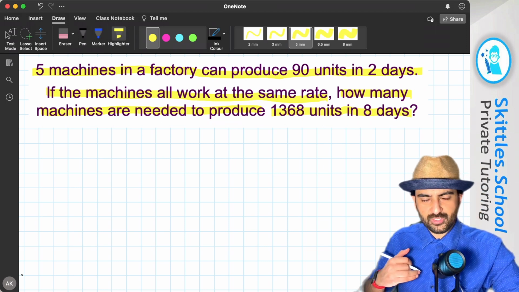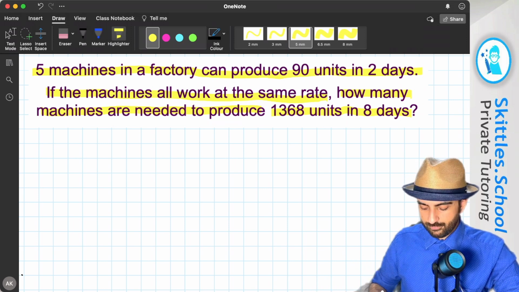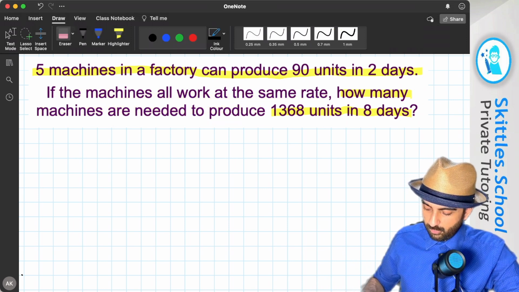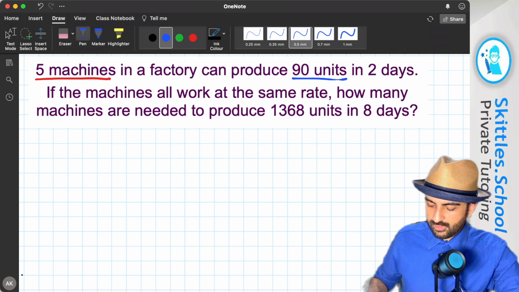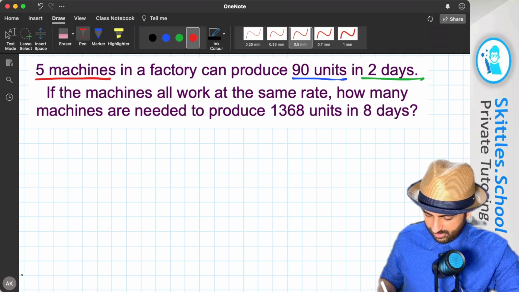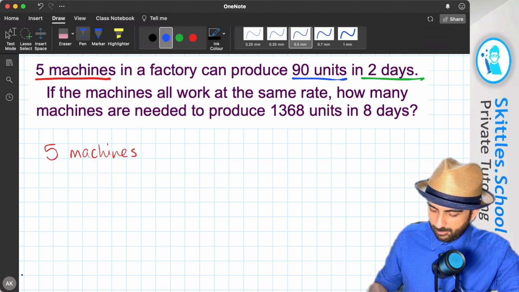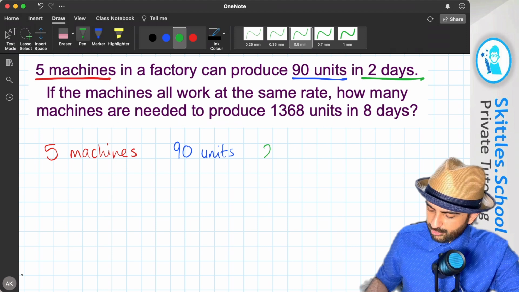So the way I'm going to start this question is I'm going to write out the information that I'm given. So we know that 5 machines produce 90 units in 2 days. So let's write that out. 5 machines make 90 units in 2 days.